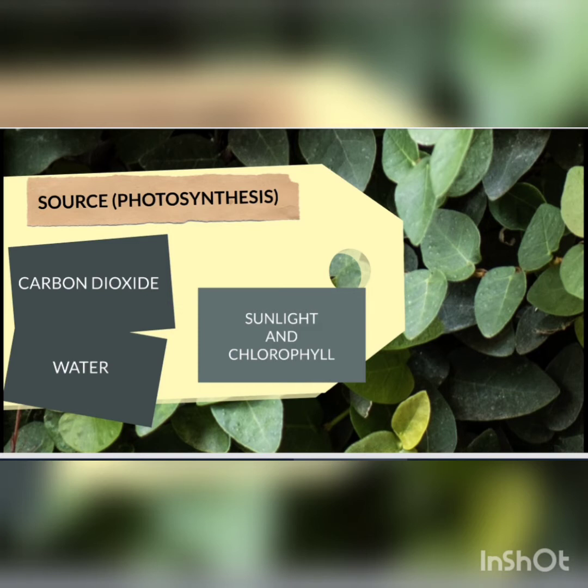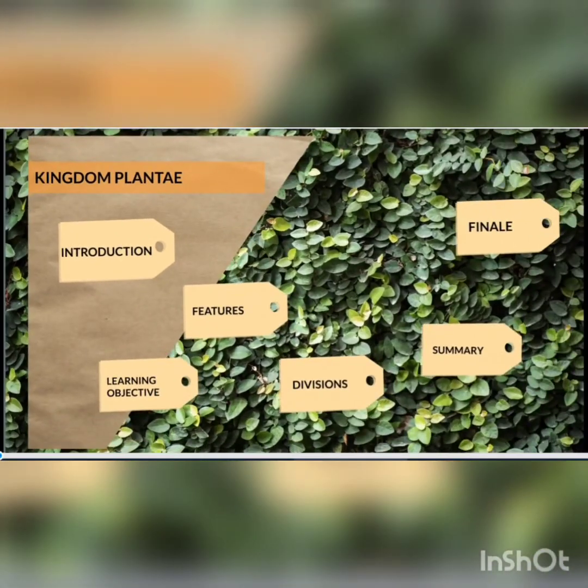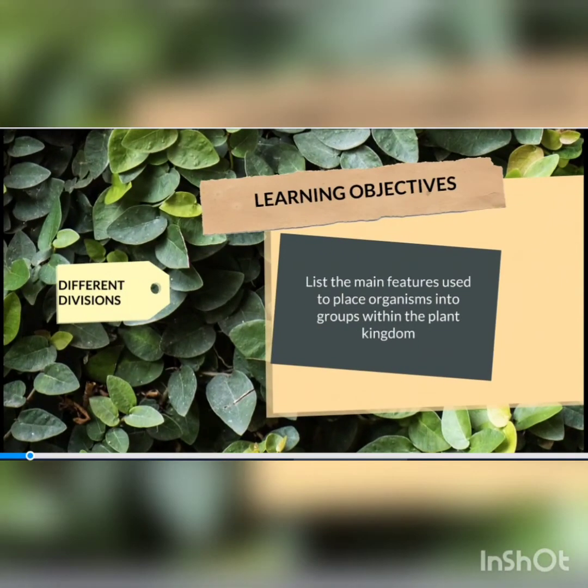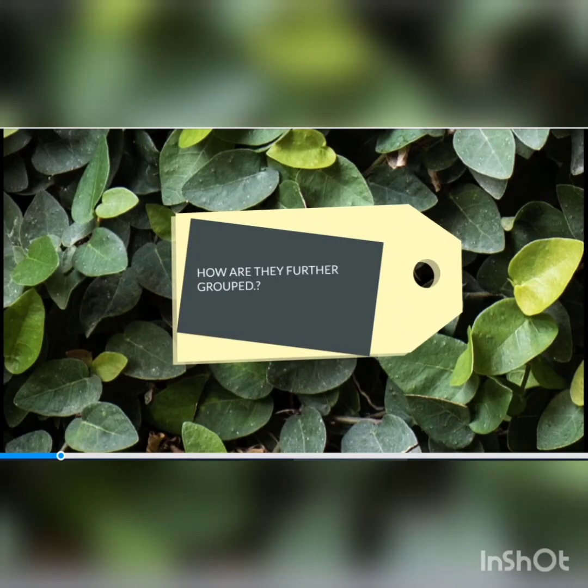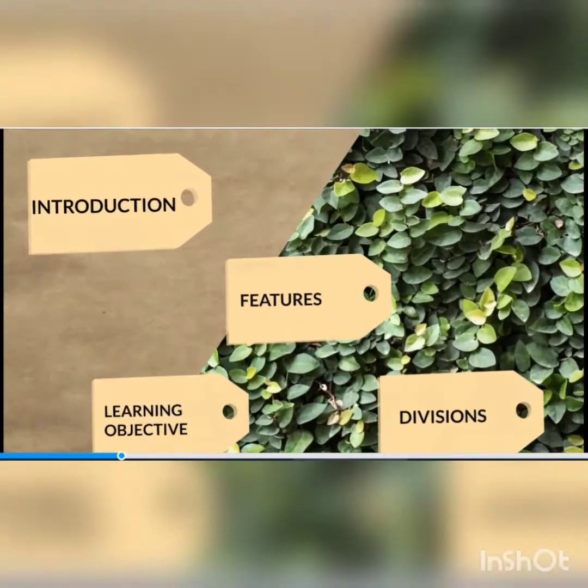So let's quickly get into the learning objectives. We will first list the main features used to place organisms into groups within the plant kingdom, and we will also see the further divisions of plant. Okay, so the different divisions are nothing but how are they further grouped. So let's first see the features.